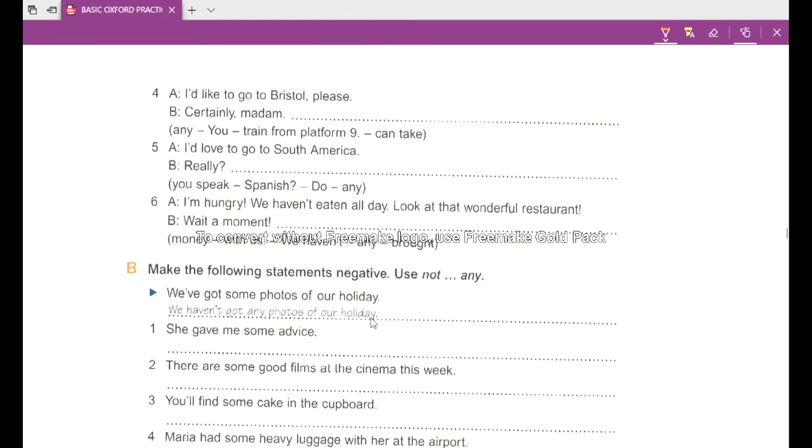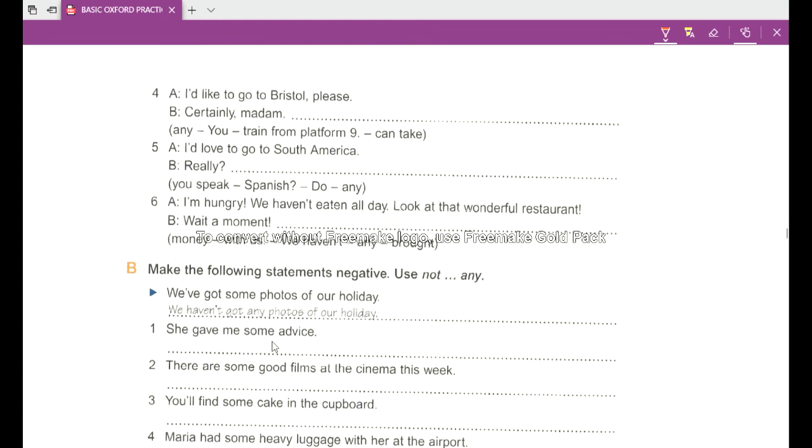Try to understand very well. Here in the positive we have some. Because of the negative, we change some to any. So we've got some photos of our holiday. Here we haven't got any photos of our holiday. Because of the negative, we change some to any.